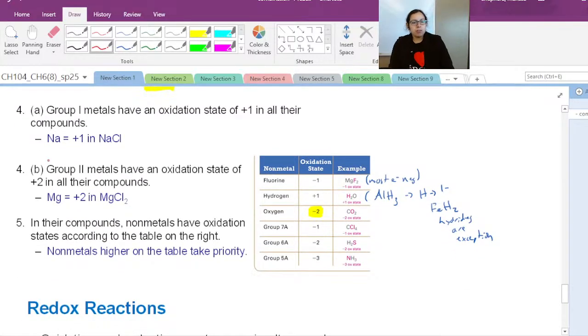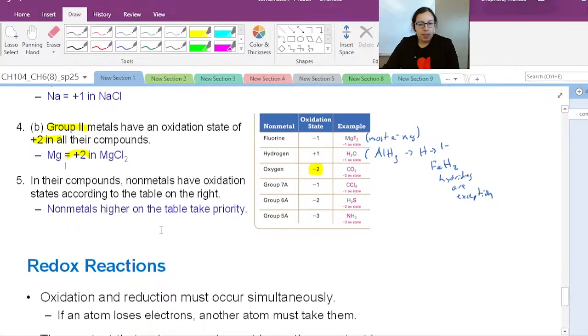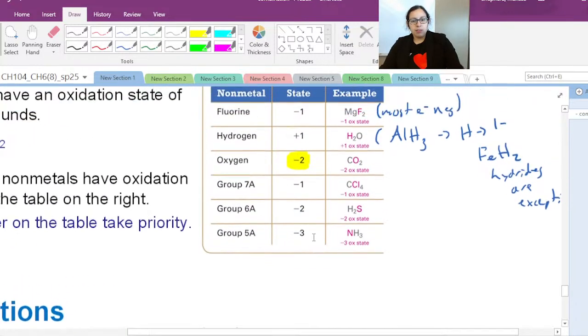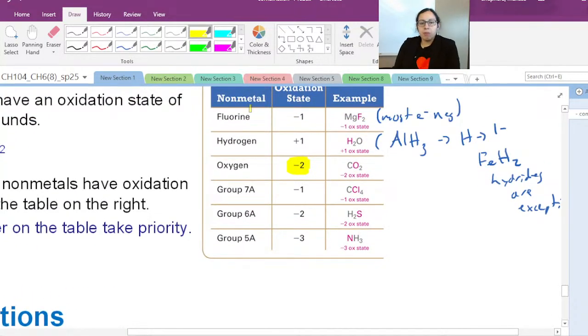And then, like we mentioned, next in priority, group 1 metals. Again, we expect them to have the 1+ oxidation state. Group 2, 2+ oxidation state. And then again, use this priority. So it mentions, again, fluorine always takes precedence. Hydrogen is always +1, unless we're looking at a metal hydride.